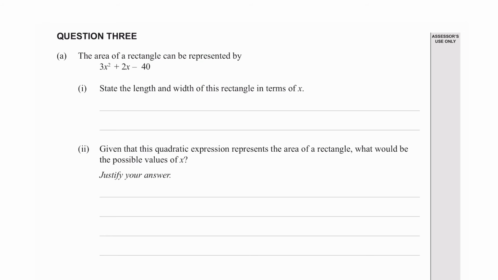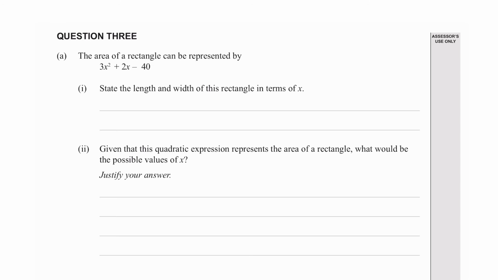Alright, let's move on to question 3. So, part A, the area of a rectangle can be represented by 3x squared plus 2x minus 40. We need to state the length and the width of the rectangle in terms of x. So how are we going to do that?